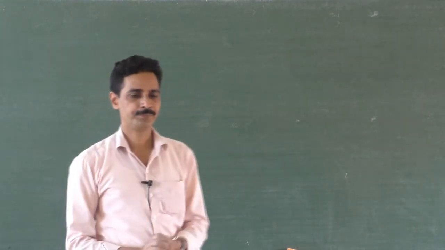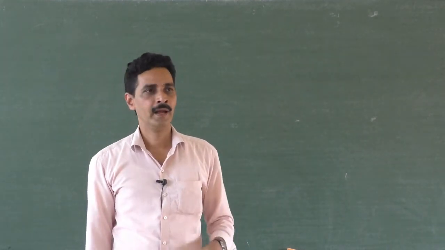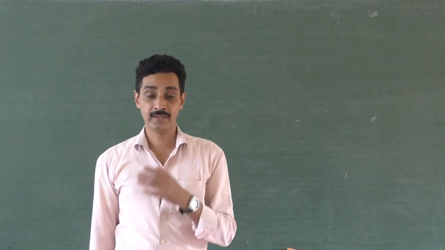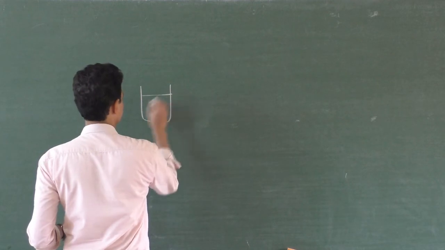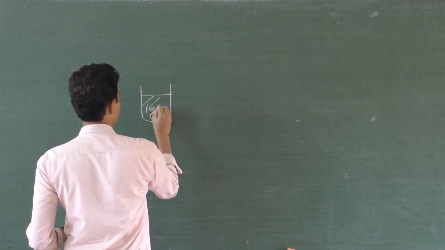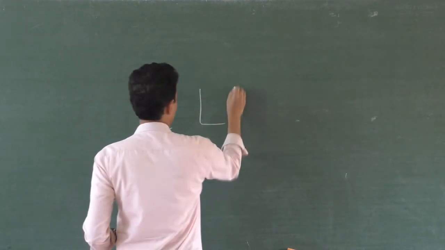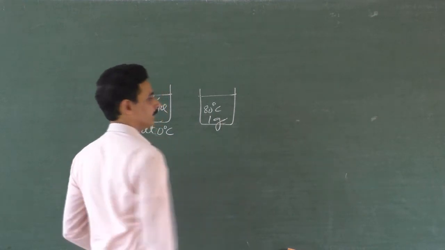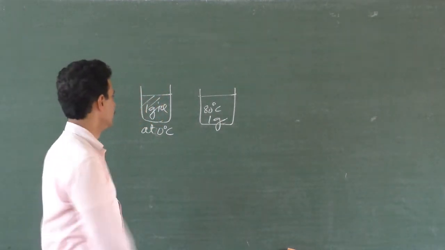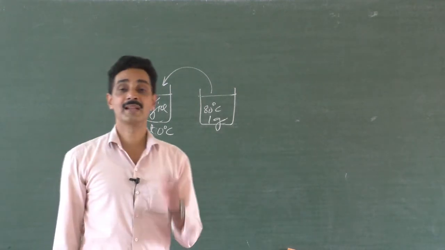Now, suppose I have 1 gram of ice in a beaker, say, and I have 80 degrees Celsius hot water. I have 1 gram of ice at 0 degrees Celsius. I have 80 degrees Celsius water, 1 gram. I mix it up, so put one over the other like this, right? Mix them. What is the resultant temperature?